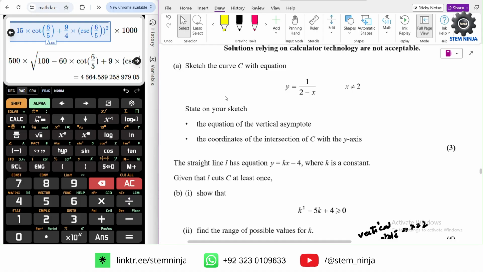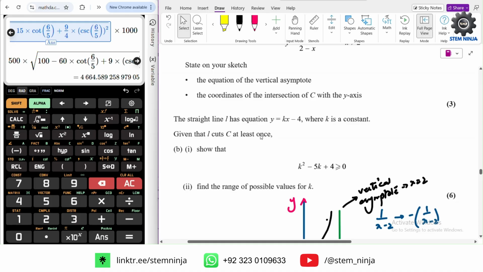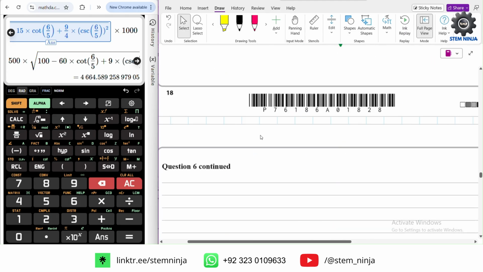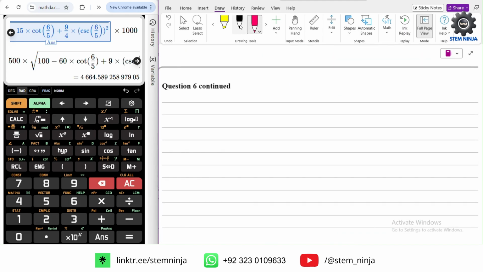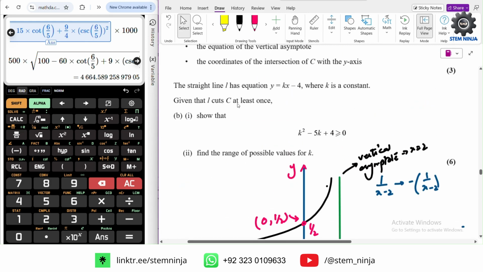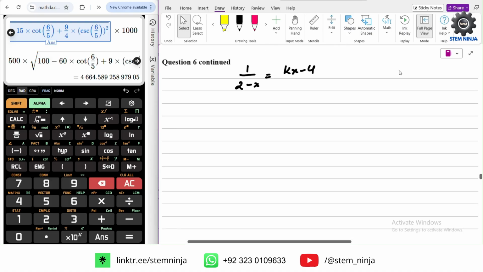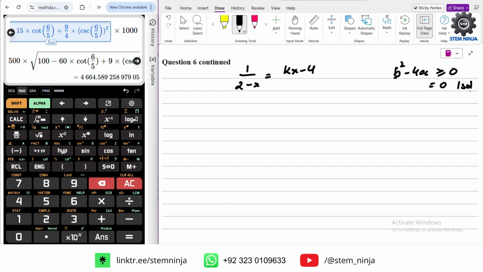Straight line L has equation y equals kx minus 4, where k is a constant. Given that L cuts C at least once. Now, what does this mean? It means that when we equate the two equations together, 1 over 2 minus x equals kx minus 4, this would lead to a quadratic equation, and that quadratic equation will have discriminant greater than or equal to 0. Because when it is equal to 0, you have one solution. When it is greater than 0, you have two distinct solutions. So at least once would include both of them.